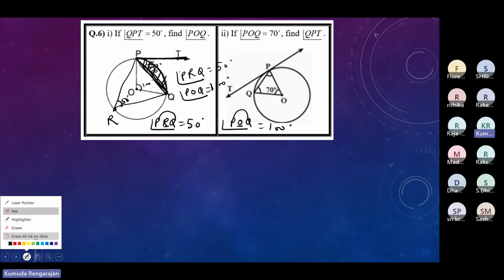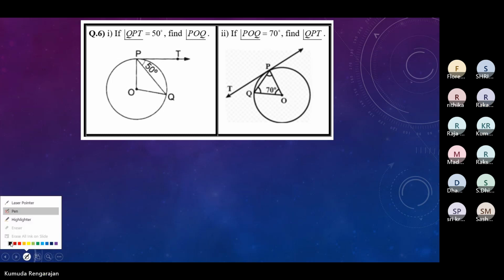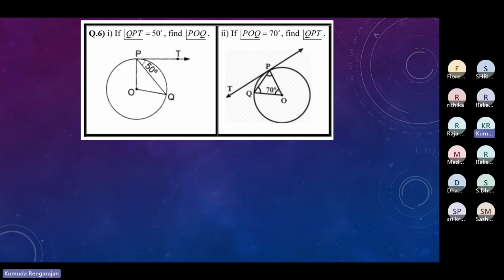Very good. You can also do it like this. Yeah, second one. 55 degrees, ma'am. Correct. Was it Raghavi? Yes, ma'am. Very good. 55. So again, OQ is equal to OP, radii of the same circle. So if these two sides are equal, these two angles are equal. 180 minus 70, 110. So 55, 55.